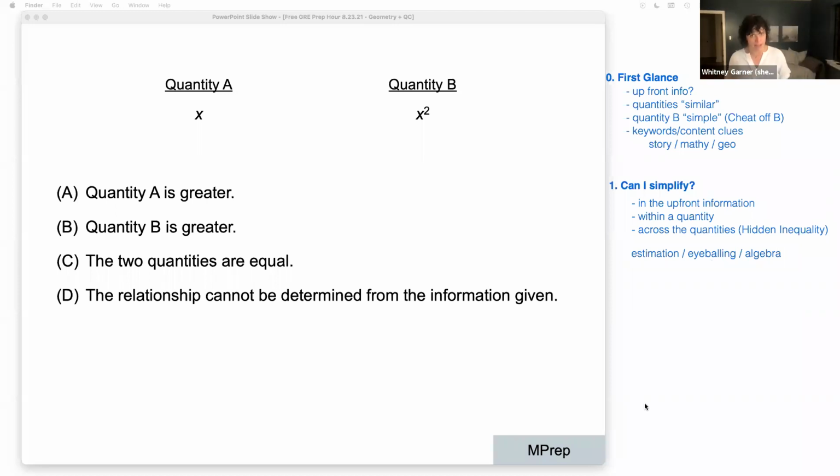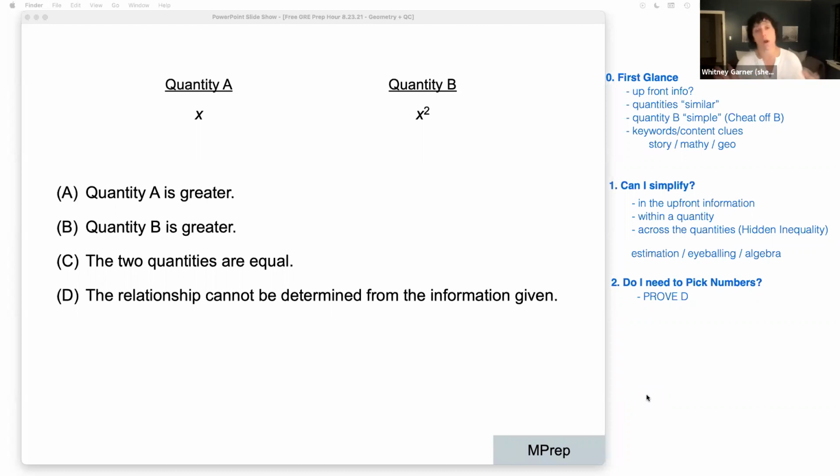Once I've simplified things as far as I can get them, my next step is to ask the question, do I need to pick numbers? At which point I'm going to plug stuff in. If I do need to pick numbers, my goal is to prove D. So in other words, if I have to pick a set of numbers, I am going to try and pick numbers so that I can show at least 2 different scenarios.